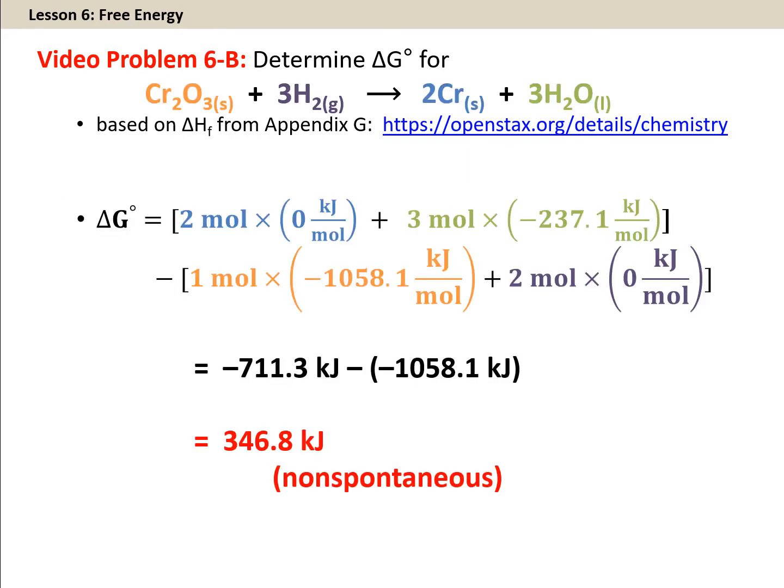So here it is on the screen. Notice that I've gone through and colored everything by whether it is a reactant or a product. For each color, I multiply the coefficient times that delta GF, the Gibbs free energy of formation, for products minus reactants. And I get a positive number, so that is non-spontaneous.